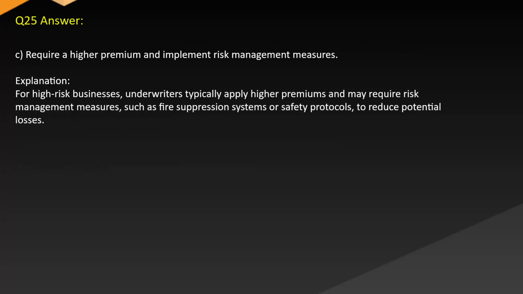Answer: C. Require higher premium and implement risk management measures. Explanation: for high-risk businesses, underwriters typically apply higher premiums and may require risk management measures such as fire suppression systems or safety protocols to reduce potential losses.